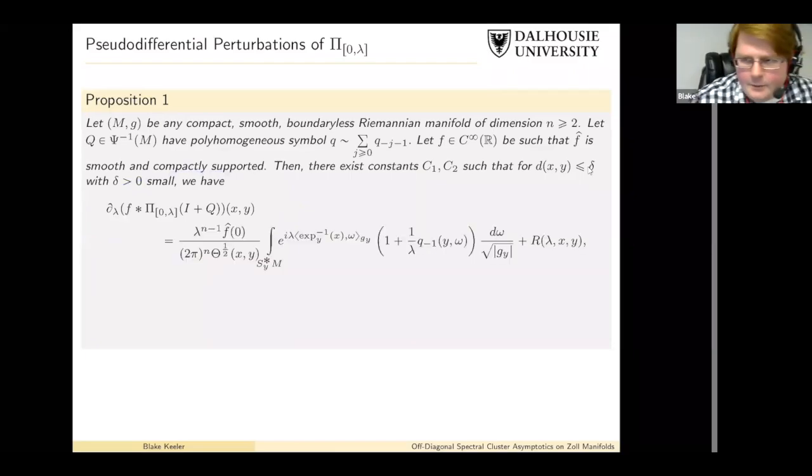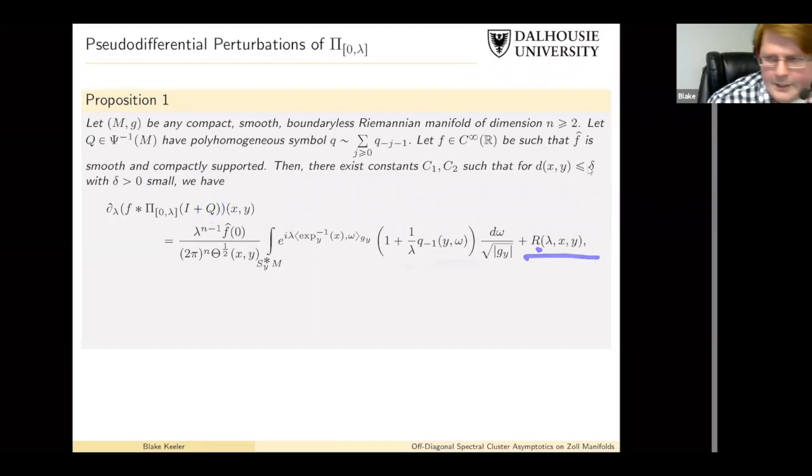look like the following. They look like, to leading order, lambda to the n minus 1 times an integral over the unit sphere in the cotangent bundle. We have an oscillatory factor that is exactly what shows up in the Weyl law expansion. And the amplitude is like 1, which comes from the principal symbol of the identity, and this 1 over lambda times q_{-1}, which comes from the principal symbol of Q.